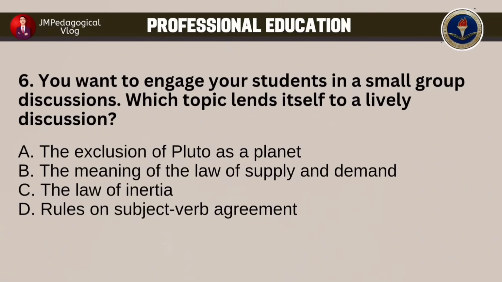6. You want to engage your students in small group discussions. Which topic lends itself to a lively discussion? A. The exclusion of Pluto as a planet. B. The meaning of the law of supply and demand. C. The law of inertia. D. Rules on subject-verb agreement. A. The exclusion of Pluto as a planet.